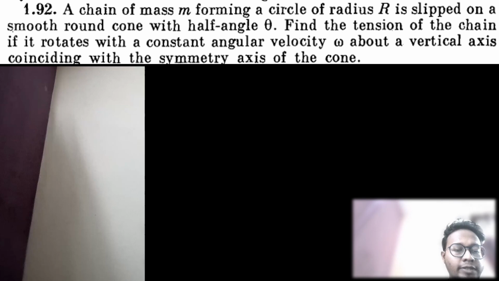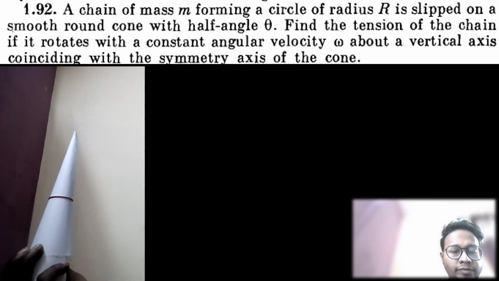So this question out here. A chain of mass m forms a circle of radius r. That means if the chain is like this, the radius is r. It is slipped on a smooth round cone with half angle theta. So this is a smooth round cone. The half angle is theta. That means the entire angle of the cone is 2 theta.